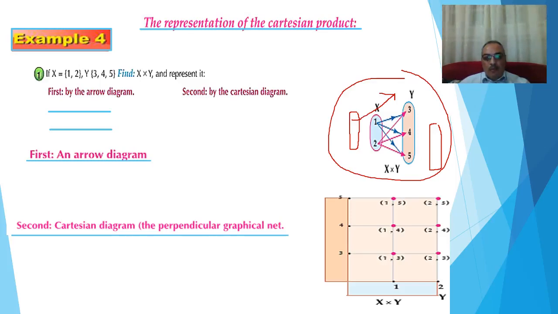For the Cartesian diagram, horizontally write the elements of X, 1, 2, and vertically the elements of Y, 3, 4, 5, with order, and denote the points: (1, 3), (1, 4), (1, 5), (2, 3), (2, 4), (2, 5). The first method is the arrow diagram, the second is the Cartesian diagram.